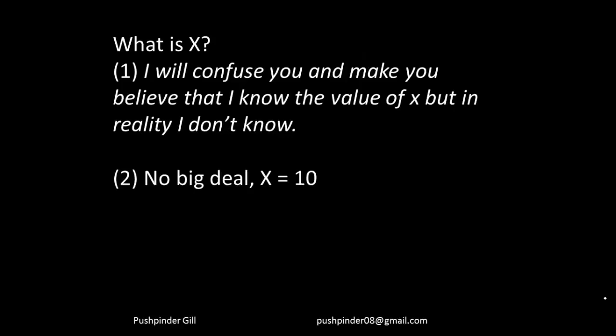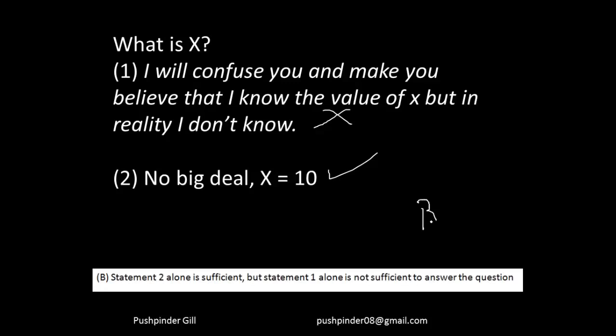Now let's look at the meaning of the second statement. Same thing, just that the first statement will not be able to give you the answer alone. However, the second statement will be giving you the answer, and this is answer choice B. That means statement 2 alone is sufficient, but statement 1 alone is not sufficient to answer the question. So this is what answer choice B means.